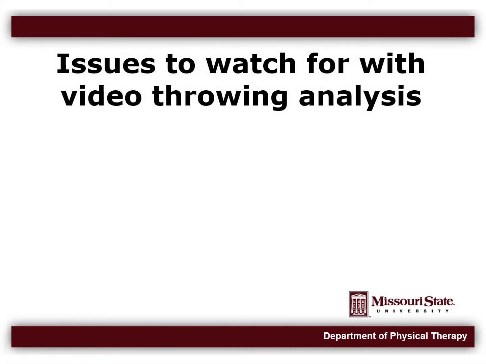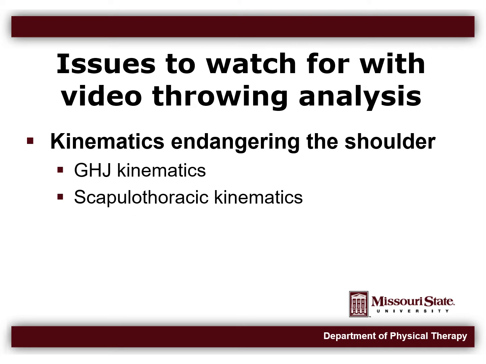So the issues to watch for with video analysis of throwing include kinematics endangering the shoulder, which are the glenohumeral kinematics, especially as we had spoken about in the last talk about hyperabduction that you may see, especially during the late cocking phase, and scapulothoracic kinematics. Scapulothoracic kinematics are really key in helping to distribute the forces away from the glenohumeral joint. So the more control and the more range of motion you have for the scapulothoracic muscles, the less stress there's going to be on the glenohumeral muscles.